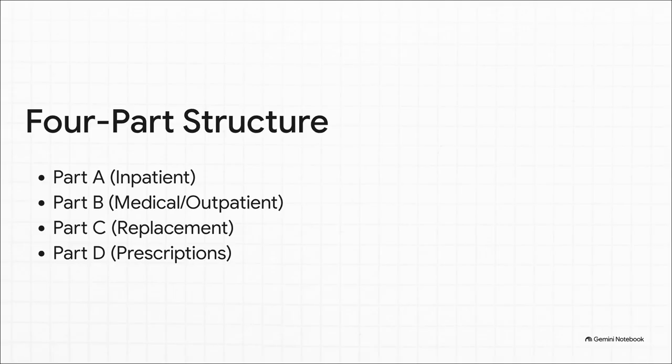Because Medicare is so comprehensive and, let's face it, a bit of an alphabet soup, it's divided into 4 distinct parts, each with its own unique set of operational rules. You've got Part A for inpatient care, Part B for medical and outpatient services, Part C for Advantage replacement plans, and Part D for prescriptions.